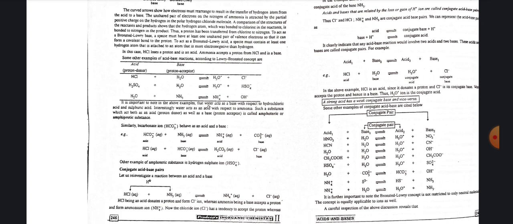Acids and bases that are related by the loss or gain of H positive ion are called conjugate acid base pairs. The Cl negative and HCl, and NH4 positive and NH3 are conjugate acid base pairs. We can represent acid base pairs as given below.